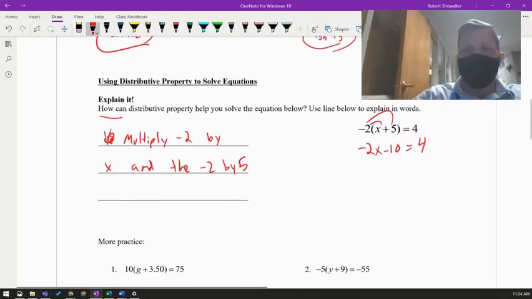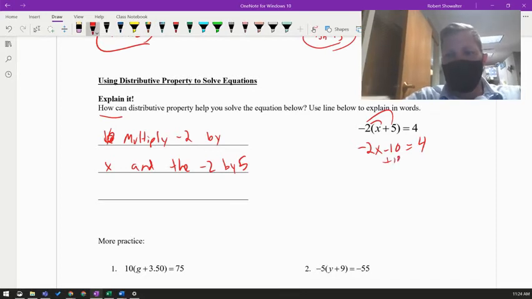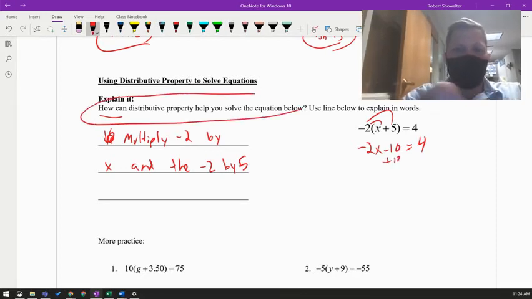And then we would solve it like a two-step equation that we did yesterday. So in order to do that, we would turn around and add 10. But we just wanted to talk about how we would use the distributive property to solve it.